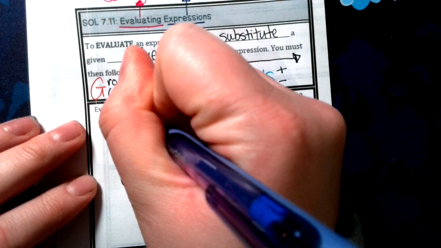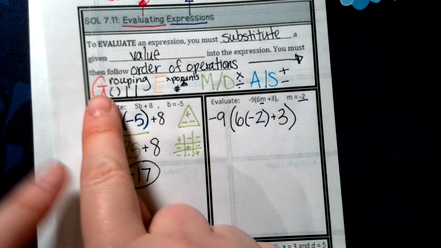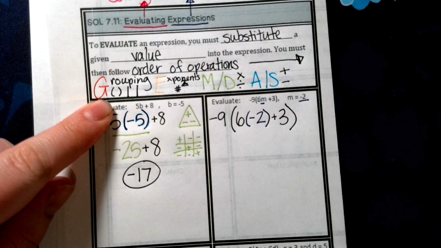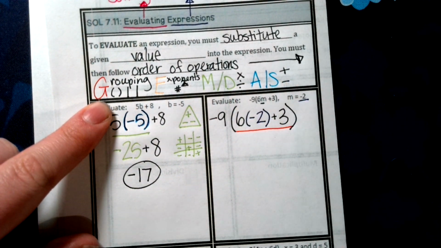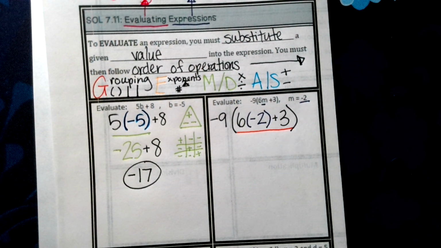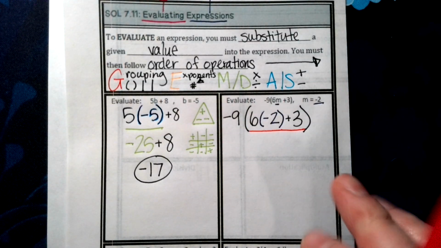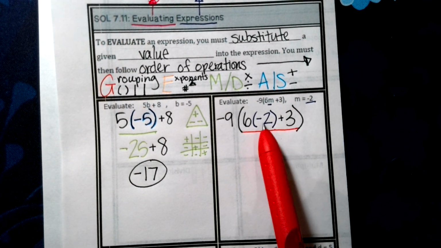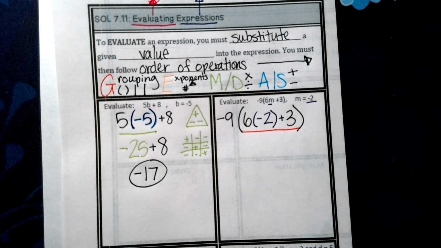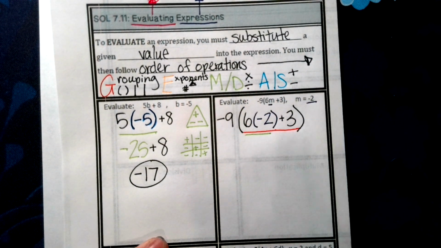Going through GEMDAS. Sorry, I want to make this blue purple so it's not confusing with the GEMDAS colors. That's better. So going through GEMDAS, do we have any grouping? Yes, we have this whole set of parentheses there first that we have to take care of. So inside of our grouping, we still have to follow GEMDAS. So what's going to come first, this multiplication or the adding? The multiplication inside of that's going to come first.